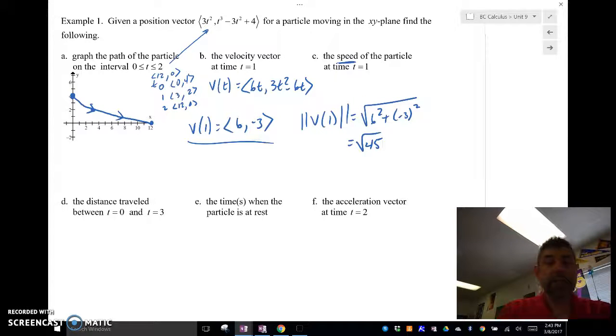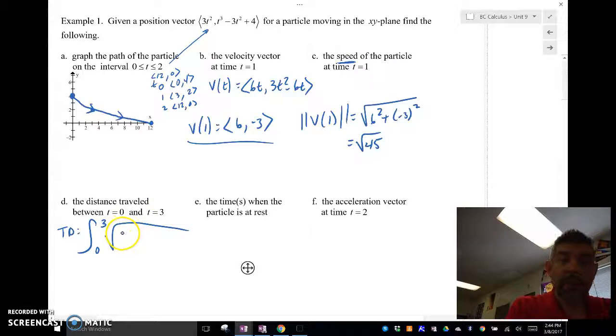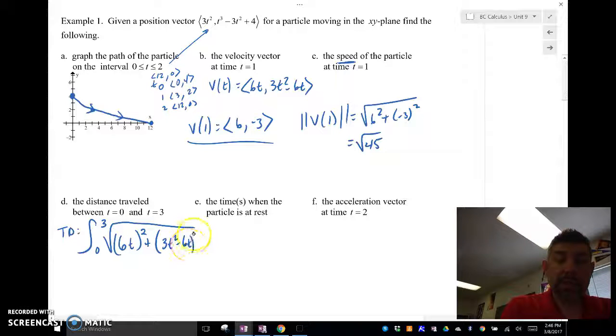The distance traveled between 0 and 3. So the total distance is the integral from 0 to 3 of the square root of the velocity squared, right? So the square root, the velocity was 6t squared plus 3t squared minus 6t squared dt. All right, and we're just going to enter that in the calculator. We're going to get 28.583. We don't really have a distance, so I'm just going to put units.